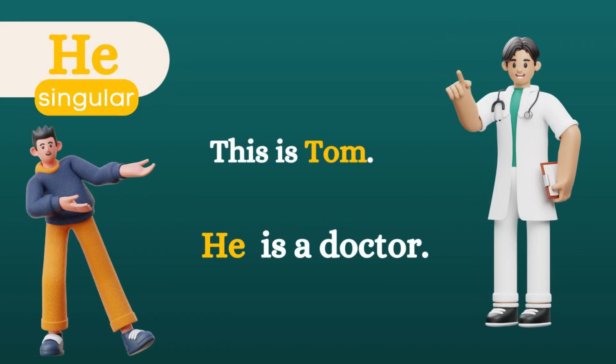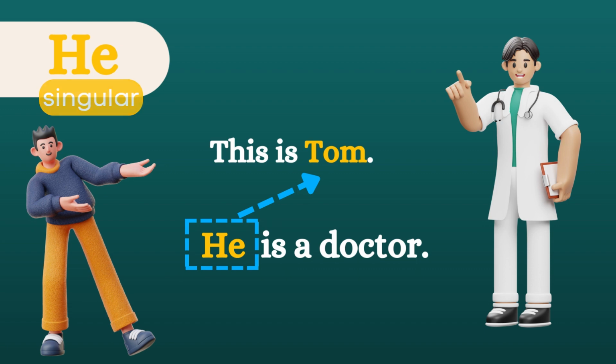This is Tom. He is a doctor. We use the pronoun he to refer to a male person. In this sentence, we use the pronoun he to replace the word Tom and avoid repetition.